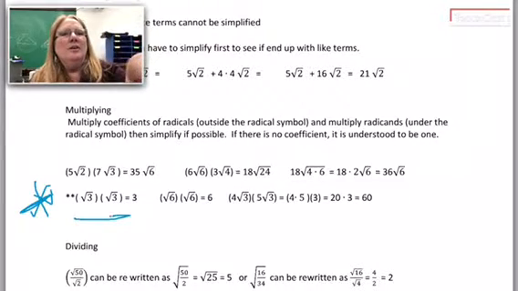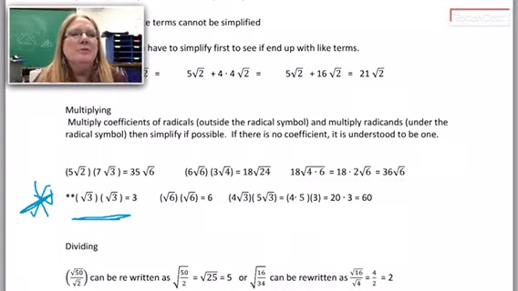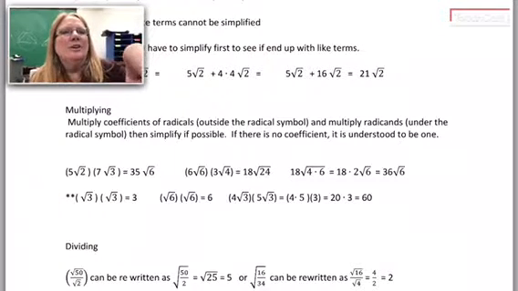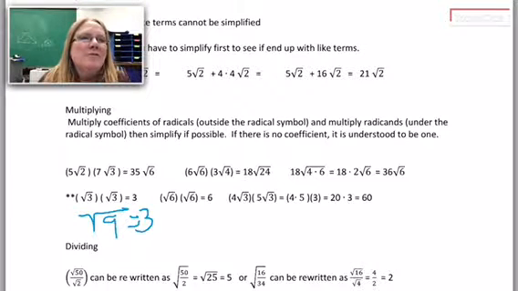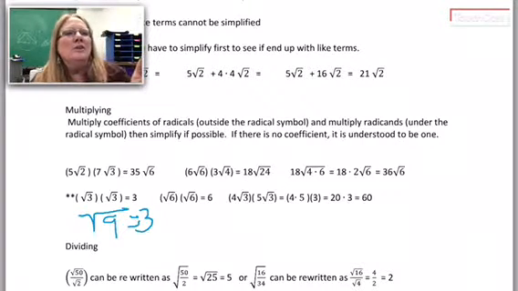So here, the square root of 3 times the square root of 3, let me say it this way. You could rewrite the square root of 3 times the square root of 3 as the square root of 9, and the square root of 9 is 3. If you just follow the rules we were saying before, you have the square root of 6 times the square root of 6. Well, that would be the square root of 36, which is 6.